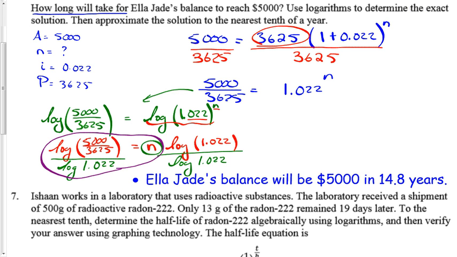14.8 years. So I'd encourage you to do this calculation with the log of 5,000 over 3,625, all divided by the log of 1.022. Are we getting 14.8? Okay, good.